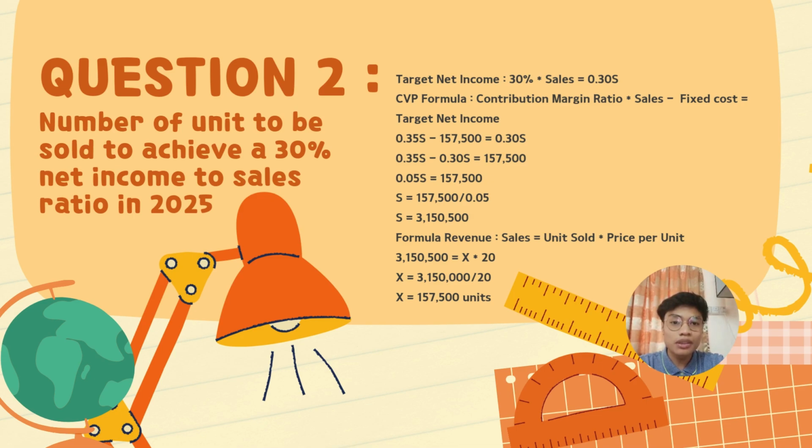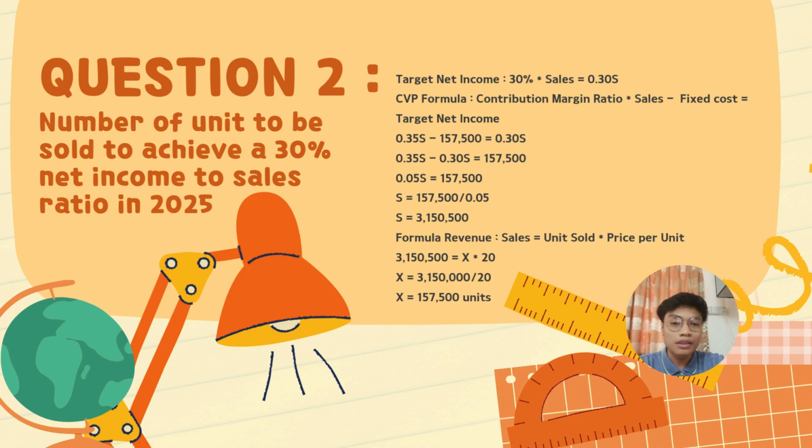So we use the formula revenue, which is sales, equal to units sold times price per unit. So the equation will be 3,150,000 equals x, where x is units sold, times 20, which is the price per unit. So we move the x to the left-hand side and the 3,150,000 to the right-hand side. So the new equation will be x equals 3,150,000 divided by 20. So the x will be 157,500 units.